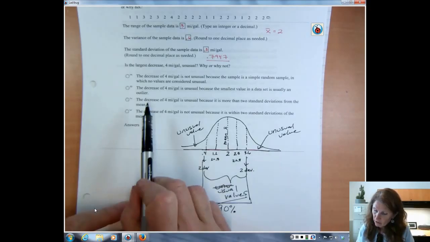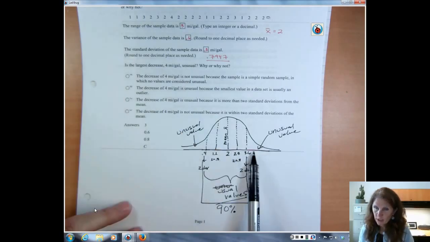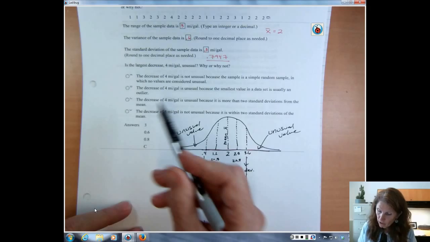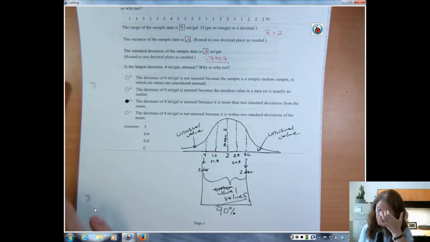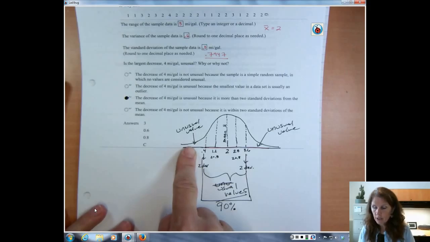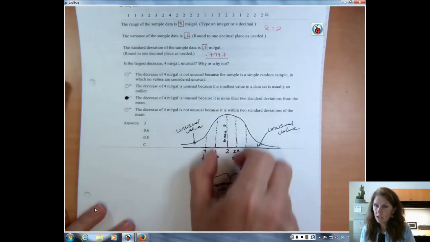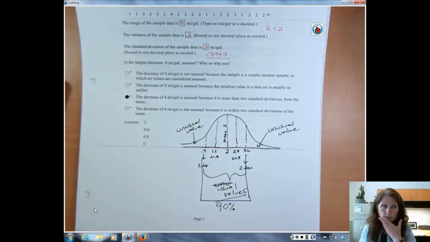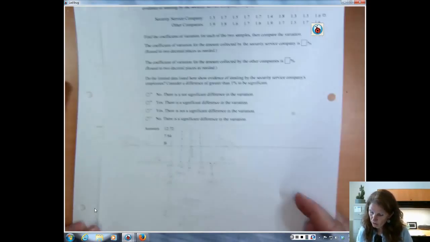So when it's asking, is the largest decrease 4 miles per gallon, is that unusual? Well, 4 would be out here past 3.6. So it would be yes. It's unusual because it's more than 2 standard deviations from the mean. That's what makes it usual or unusual. If I had a difference of 0.2, that would be unusual also. If I had a difference of 3, then that would not be unusual because it would fall within the 90% range. So that's what we're always looking for. Is it in the 90% range? Cool, right? It's kind of neat. Something kind of new to look at.